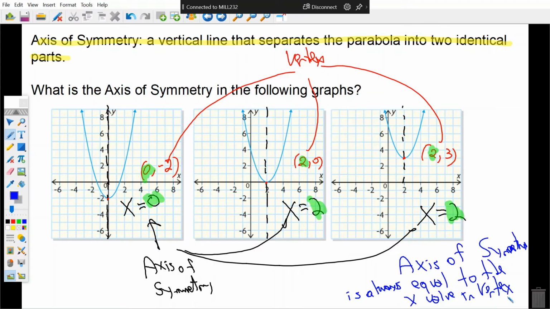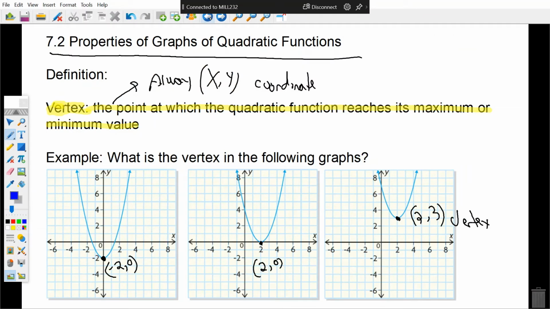So then, wouldn't it be, say for the first graph, it would be -2 then? For the C? What are you talking about? Well, you said that the axis of symmetry is always equal to the x value of the vertex. Yes. So wouldn't the vertex in the first graph be -2? No, the vertex is always an x and y coordinate. The vertex is always the point where the function reaches its maximum or minimum point. So where the graph turns around, where's the lowest or the highest point?